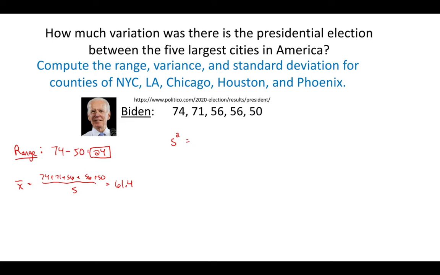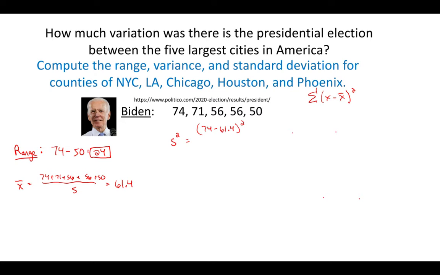Now we're going to set this up as we're going to do each data value. So I'm going to start with 74 minus the mean X bar, so minus 61.4. I'm going to put it in parentheses and square it. Okay, this is the sum of the X minus X bar squared. So that's where that's coming from.